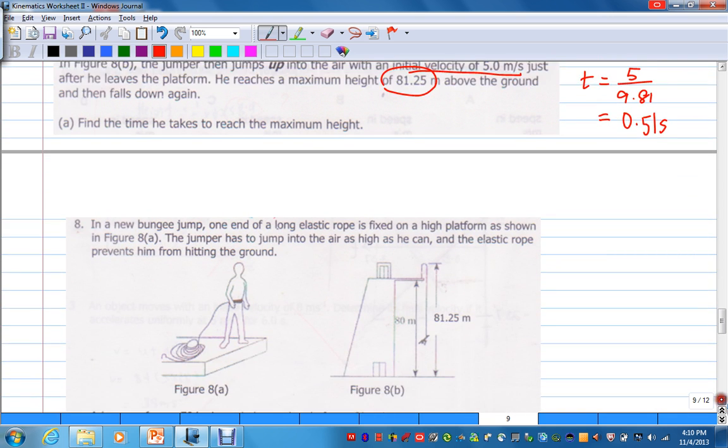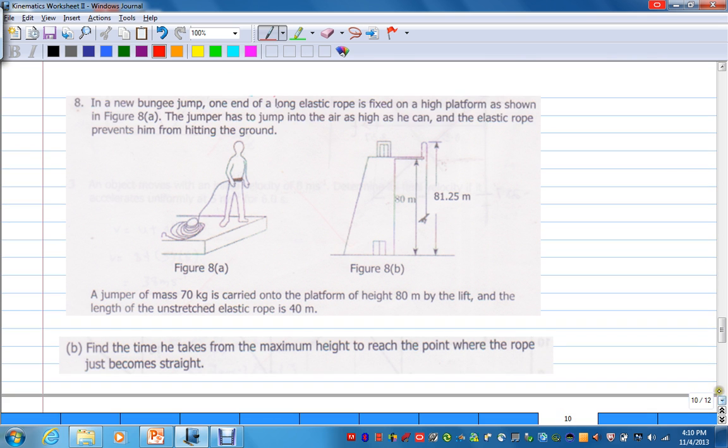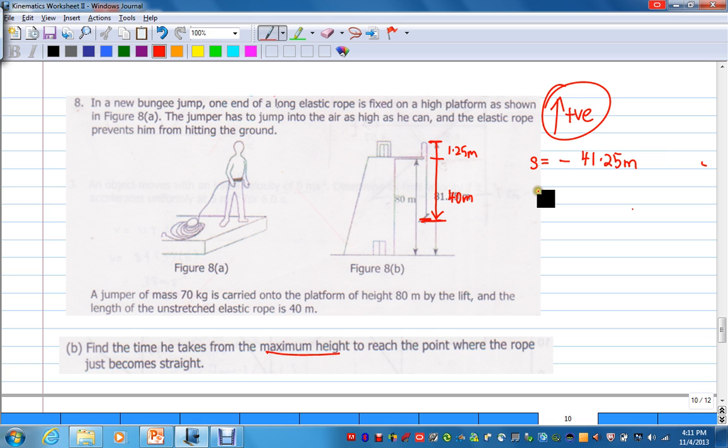Okay, let's move on to part B. In part B, you're asked to find the time he takes from the maximum height, so now it's from this point to where the rope just becomes straight. Let's assume that it's here that the rope becomes straight. So the displacement will be downwards. The total displacement will be this 1.25 plus the 40 meters of the rope. The total displacement is downward, and we can continue to take upward positive. Or if you like, you can change your sign convention, but to avoid confusion, I will just take upward positive. So the jumper is going down, that is to say the displacement will be minus 41.25 meters.